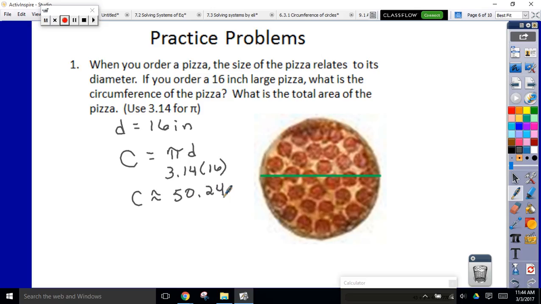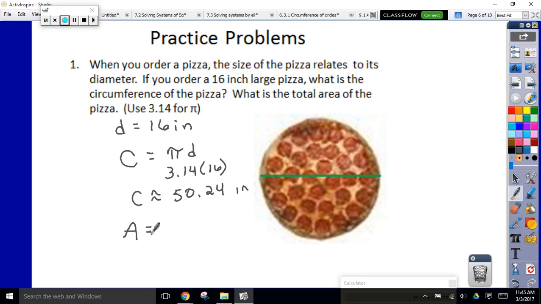50.24. Trey, do I just use inches or square inches? Just plain inches, because we're just talking about a line that goes around. So if I drew a line around this circle and then I spread my line out, it would measure 50.24 inches.